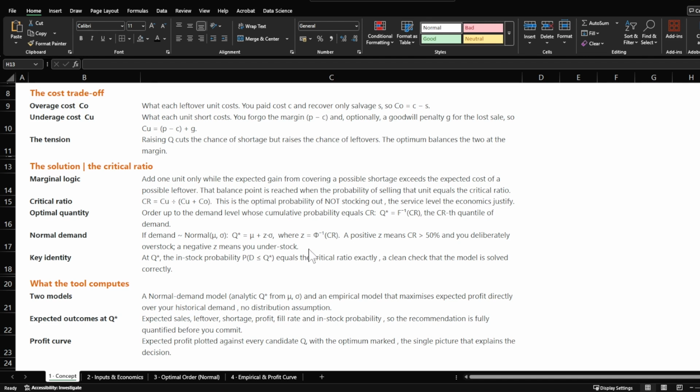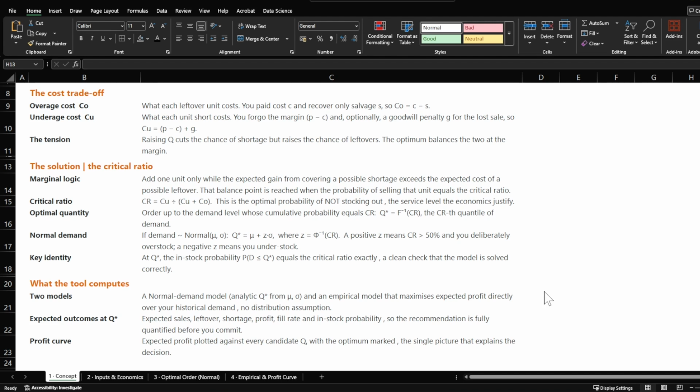Maybe buying a new newspaper is more expensive than losing a customer on a newspaper. So at optimal quantity, the in-stock probability P, which means your demand should be less than or equal to your order quantity, is equal to the critical ratio exactly. So what we are saying is that if you are ordering as per the critical ratio, you are supposed to get demand equal to or less than your order quantity. This is the basic concept of the Newsvendor problem.